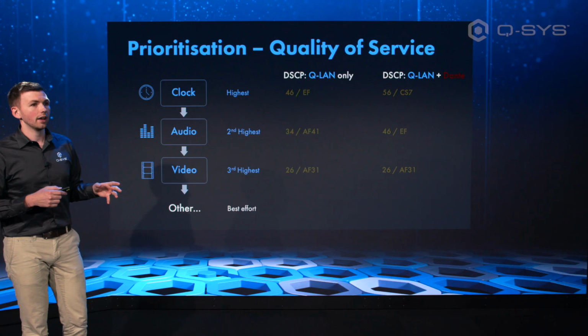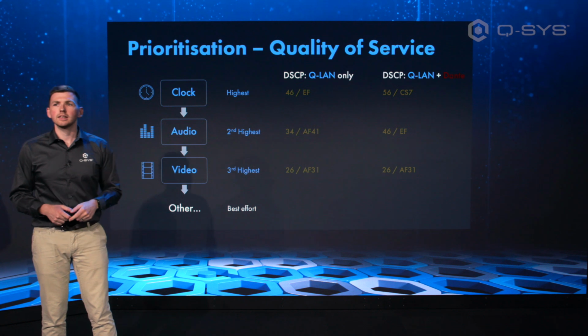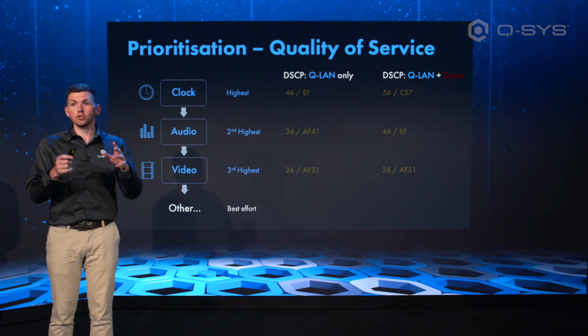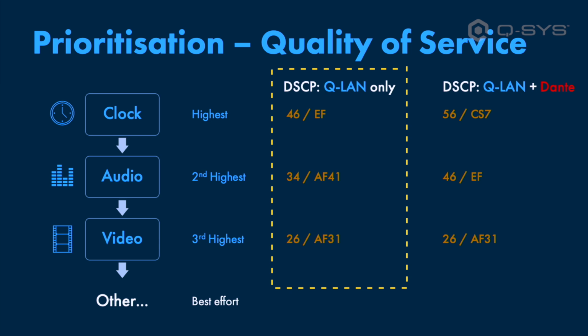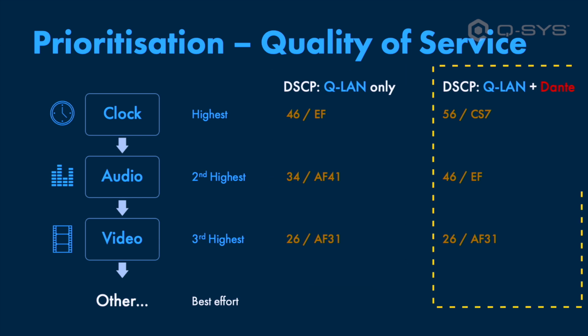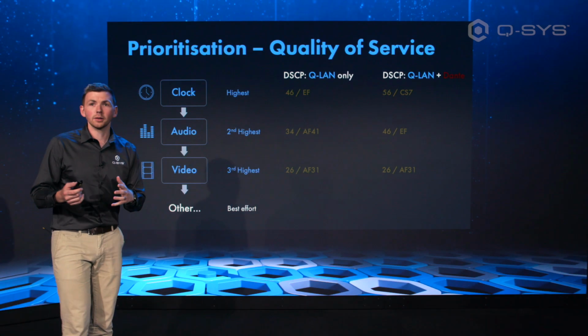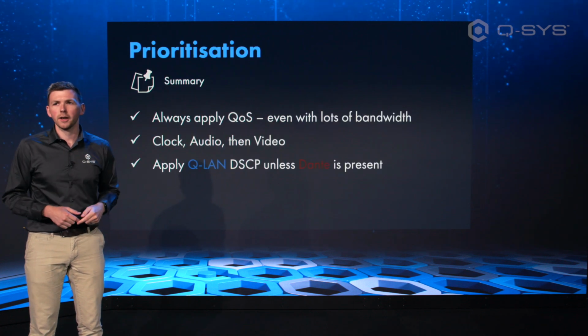So coming back to this slide here, essentially we can see that if we only have QLAN, then we do what we originally said. Okay, we go with 46, 34, and 26. And if we've got QLAN and we've also got Dante, then what we're going to do is have 56, 46, and 26 still for video. Okay, so really simple. Just to summarize that whole section there.